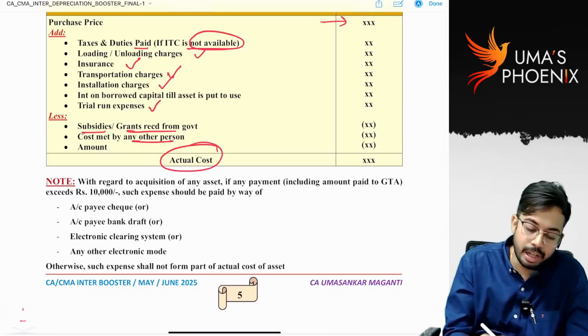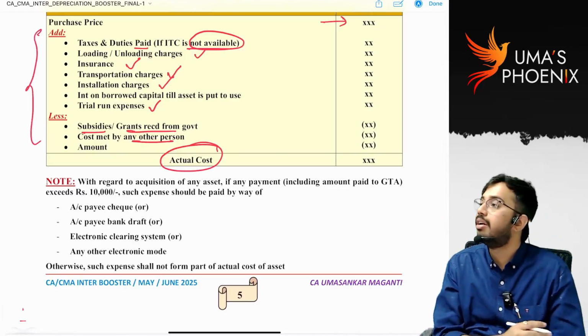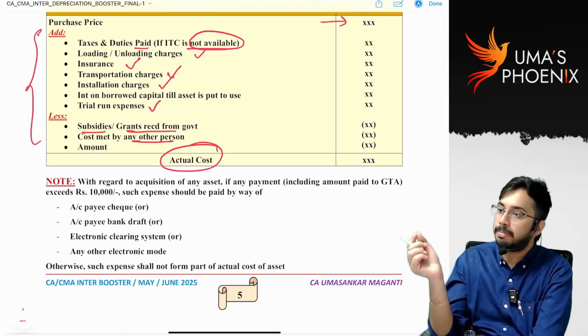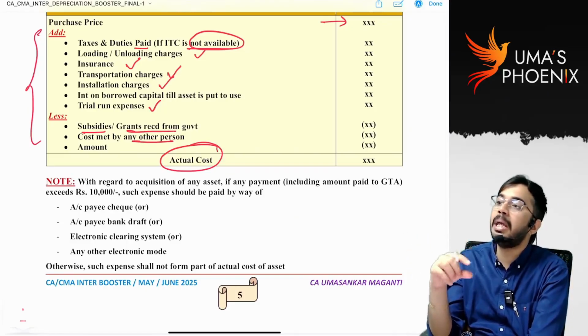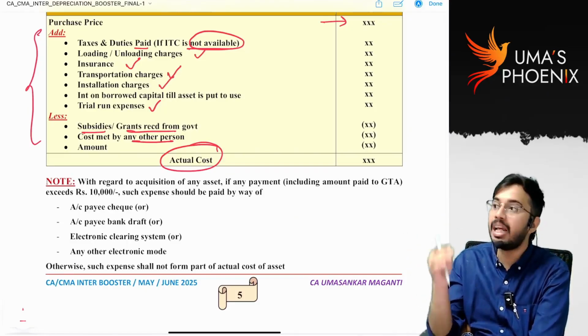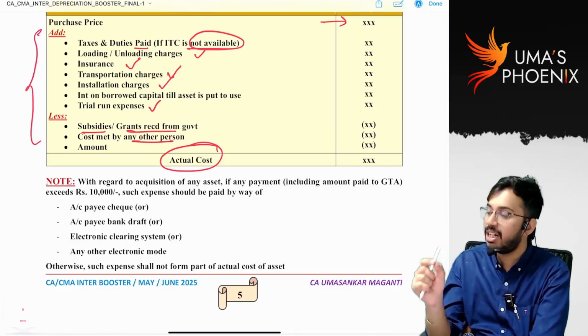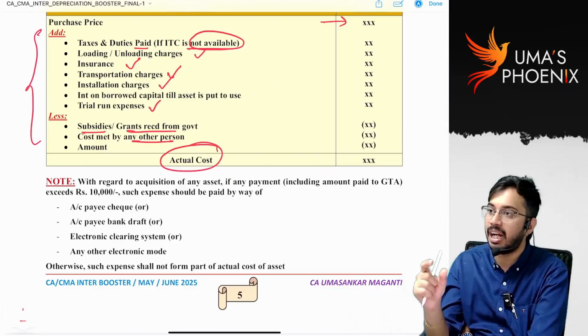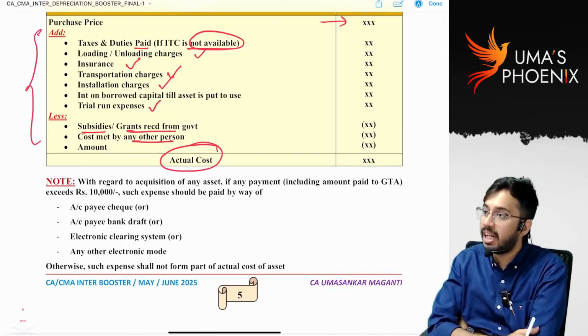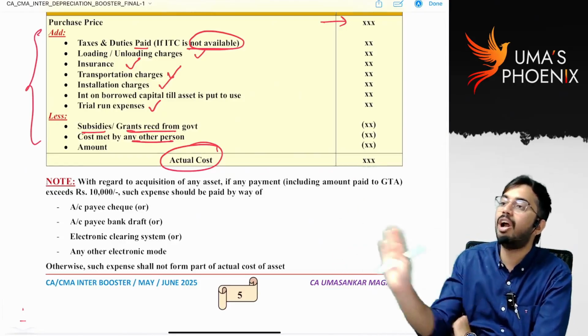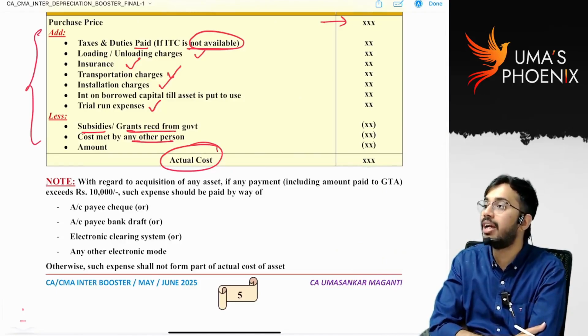See, you need to incur all these expenses, right? To incur these expenses, if you make any payment for a single person in a single day more than 10,000 rupees in cash, that means for a single person in a single day, if these expenses are paid in cash, then that expenditure will not be added to the cost of the asset.